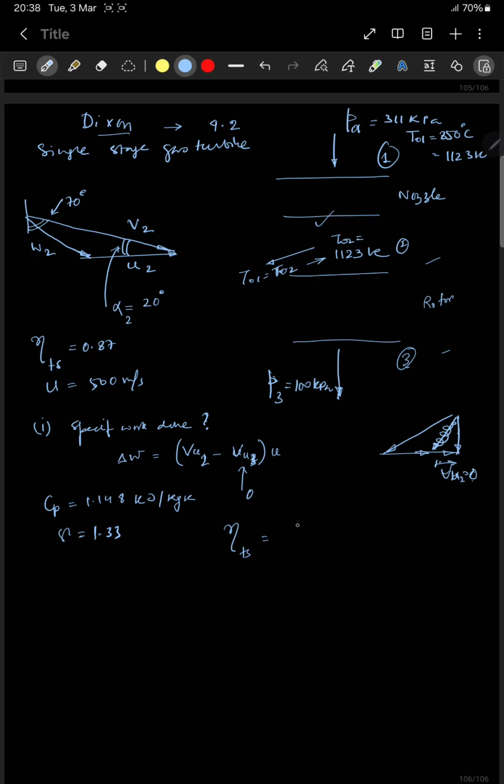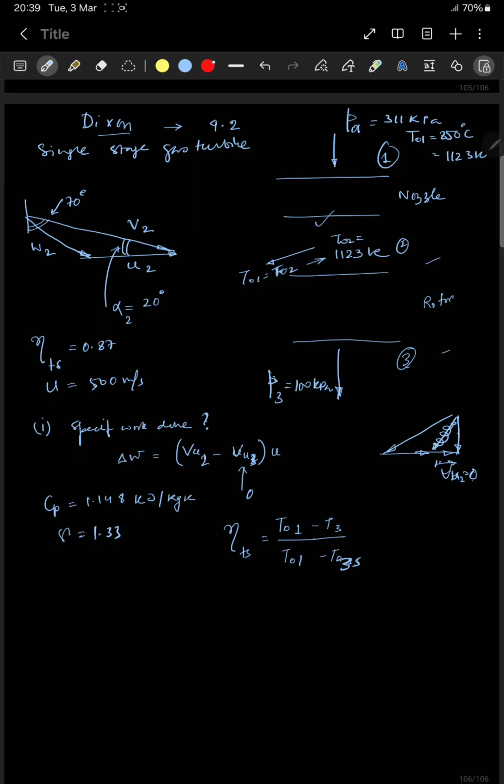Efficiency total to static is equals to T01 minus T3 by T03S minus T0 minus T03S, and this is T1. It's T3S because it is static.